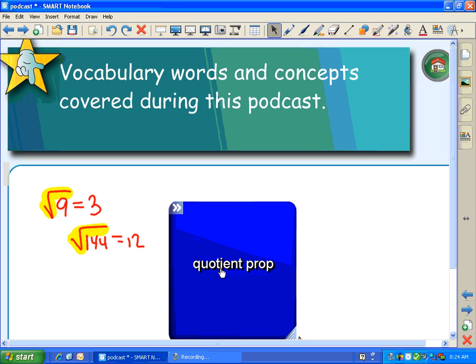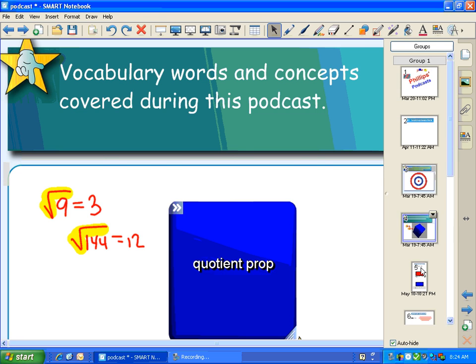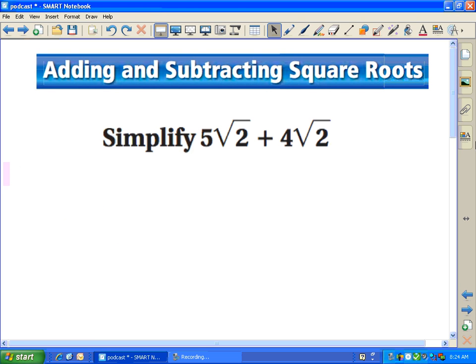The quotient property of square roots. Quotient means to divide. The quotient property of square roots, quotient means to divide. Let's take a look at some examples.